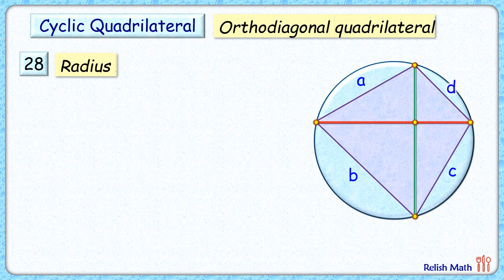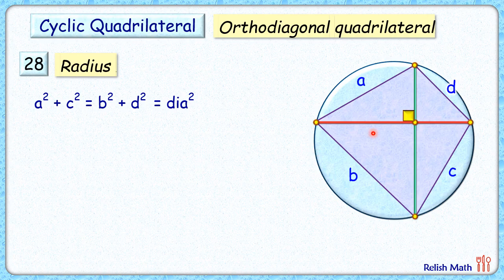Okay, next is a beautiful formula related to a cyclic quadrilateral whose diagonals are perpendicular to each other. That is, we are talking about an ortho-diagonal cyclic quadrilateral. They have a very beautiful relation between the sides: the sum of squares of opposite sides is equal. And the amazing part is this value is also equal to the diameter squared. So we can use this relation to find the radius of this circle.